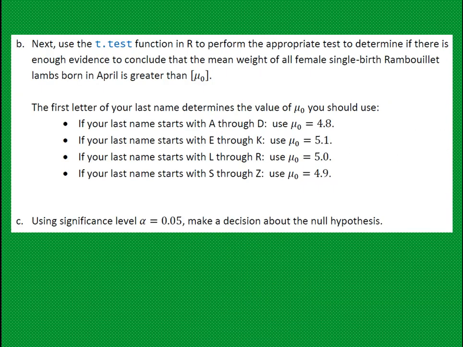Then the next thing is to use the t.test function to do the hypothesis test to see if the mean weight of all female single birth Rambouillet lambs born in April is greater than whatever constant term you need to put in there based on what letter your last name starts with. So this is where there are going to be some differences, or different people are going to have different things, and some of the differences in the p-values that you'll get will be kind of drastic, which maybe you won't expect because it doesn't really look like those numbers are spaced that far apart, but that does happen. And then the last part, make a decision. That's just reject the null or don't reject the null.